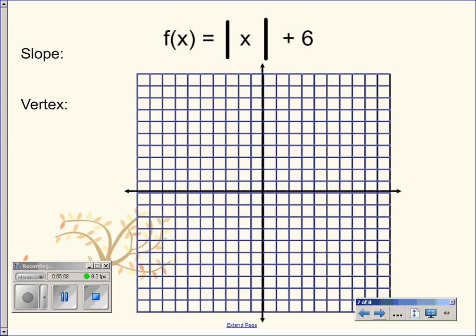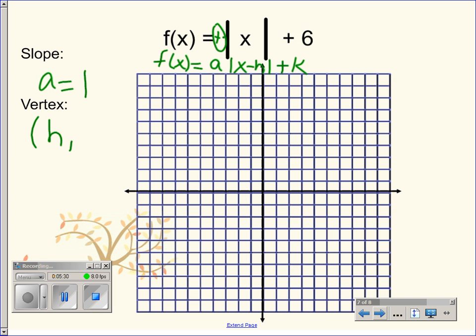The last example we're going to look at, again, a piece or two is missing. Once again, my value of a doesn't look like there's anything in front. So when that happens, we're really multiplying by a 1. Okay? So a is 1.